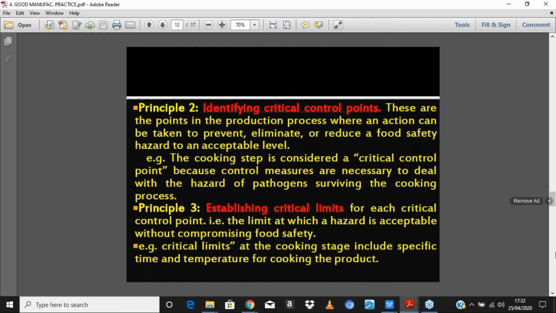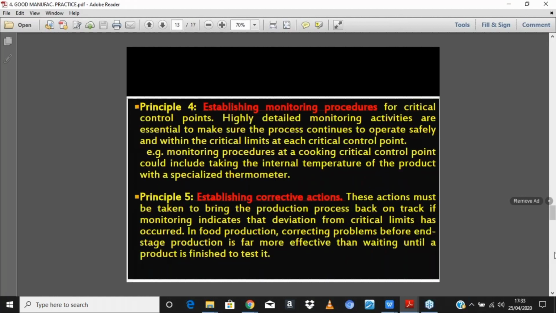Under certain temperatures, microbial activity is either low or non-existent, and at that point all the microorganisms will have died, and so that food is now fit for consumption. So establish a critical control limit, of course. Then, while you're doing that, you'll be monitoring the food.